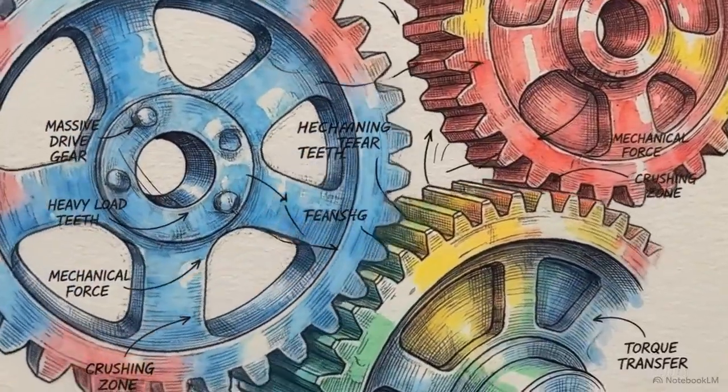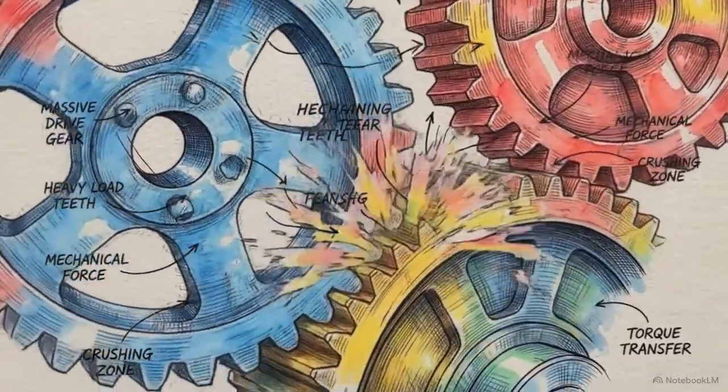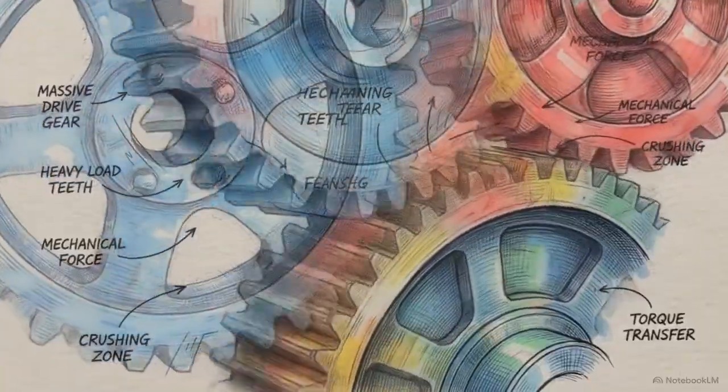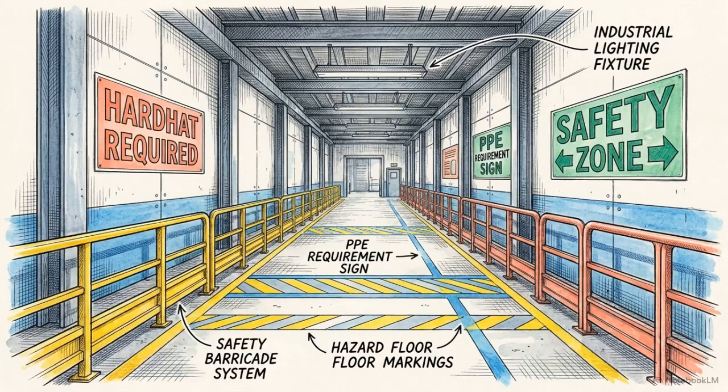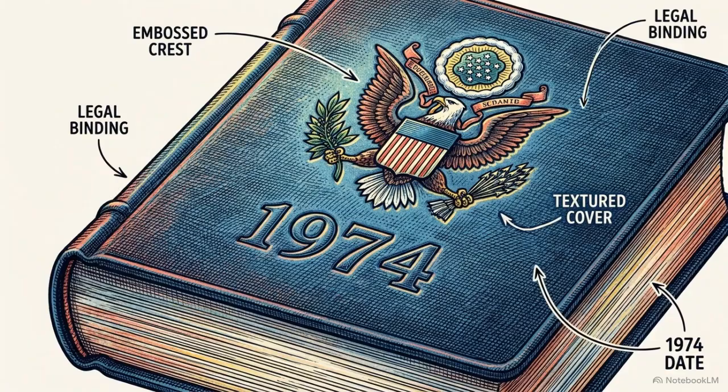Industrial work environments harness tremendous power, and with that power comes a constant, inherent risk of severe injury. Because the stakes are high, these spaces are governed by strict legislation. In the UK, the cornerstone of this framework is the Health and Safety at Work Act 1974.